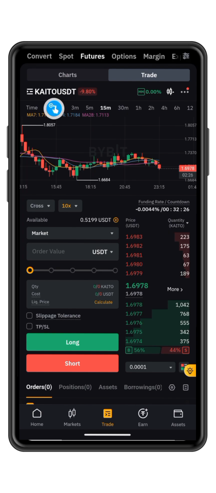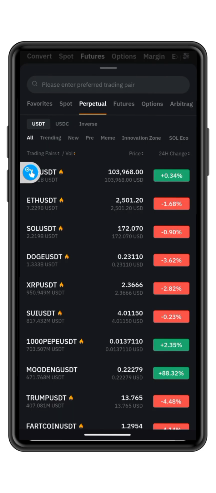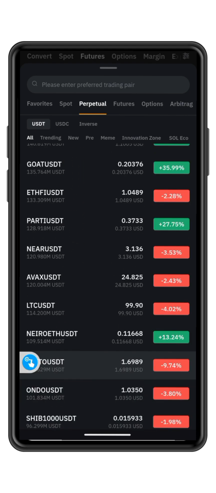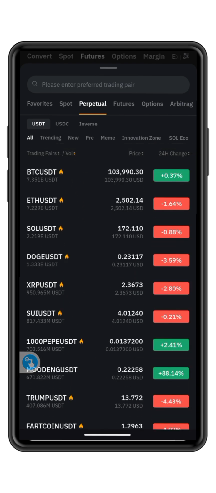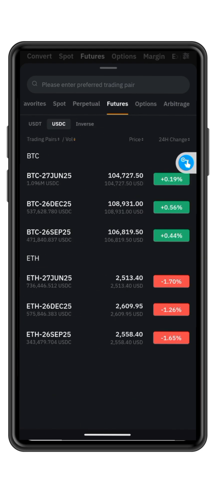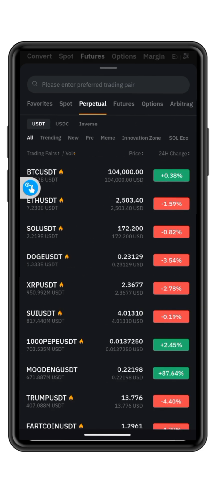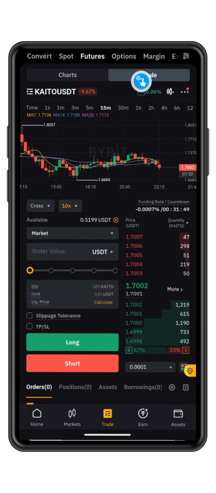So this right here is the contract we are trading. If I click on this, you can see other things you can trade. You can see all these ones. You can select any of them. And if you don't want to trade these perpetual contracts, you can select futures. You can trade any of them. So I'm going to go back to perpetual. So this right here is the trade section.